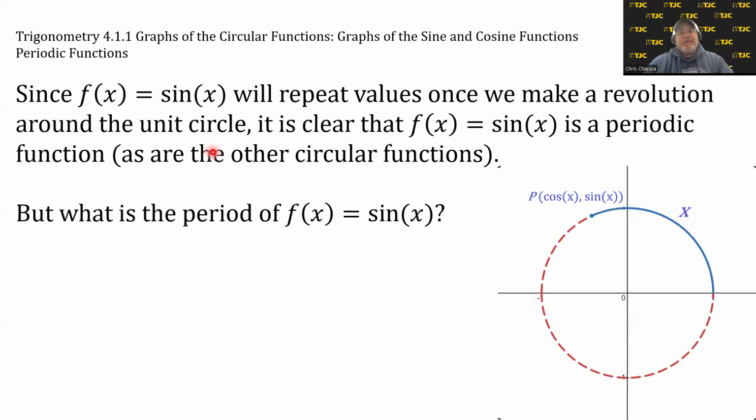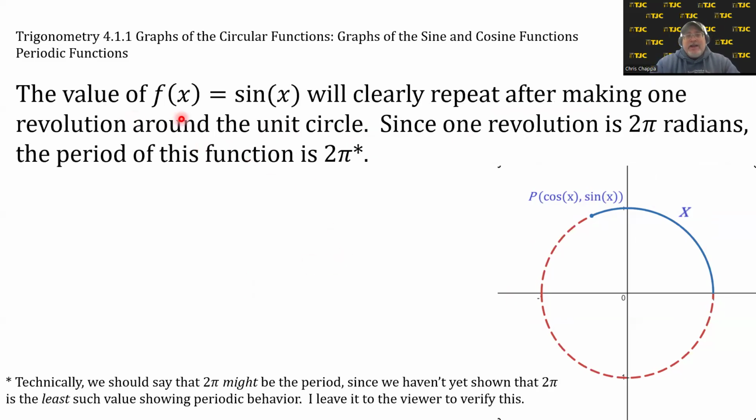All right, since f of x equals sine of x will repeat values once we make a revolution around the unit circle, it is clear that f of x equals sine of x is a periodic function, as are the other circular functions. But what is the period of f of x equals sine of x? Well, the value of f of x equals sine of x will clearly repeat after making one revolution around the unit circle. Since one revolution is 2 pi radians, the period of this function is 2 pi.